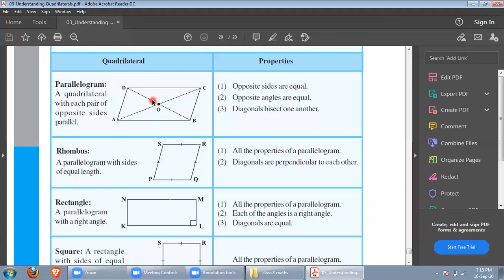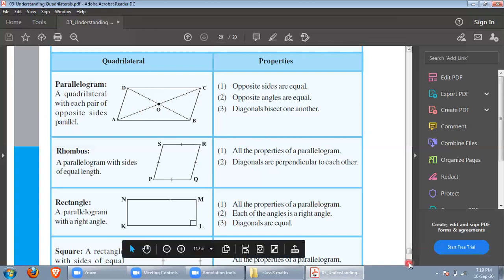So once again, parallelogram. In a parallelogram, the opposite sides are parallel. At the same time, the opposite sides are of equal length. Again, I repeat, AB parallel to CD. Same thing, AB equals CD. AD parallel to BC. At the same time, DA equals BC. And also, the two diagonals bisect each other. So OD equals OB and OA equals OC. This is about parallelogram.